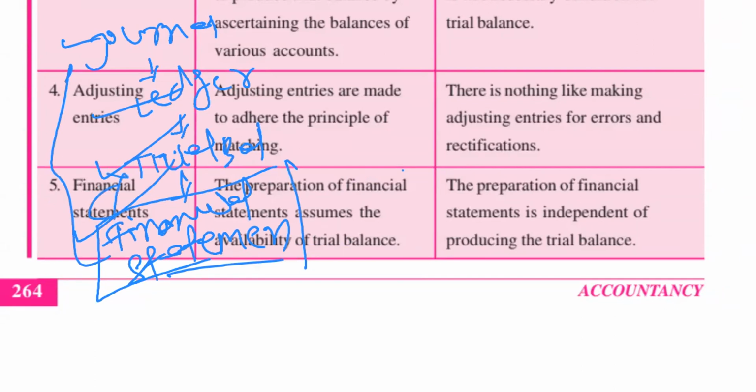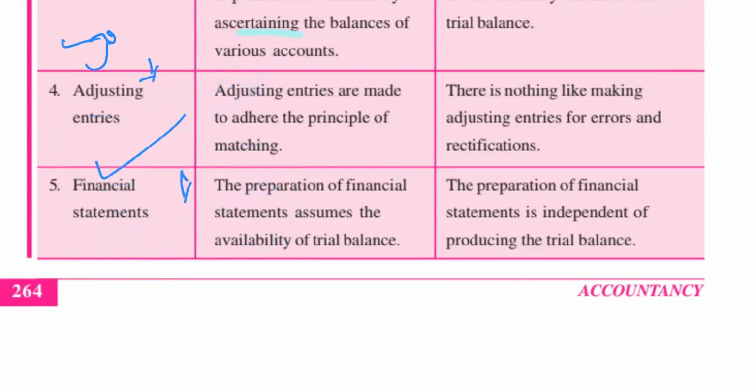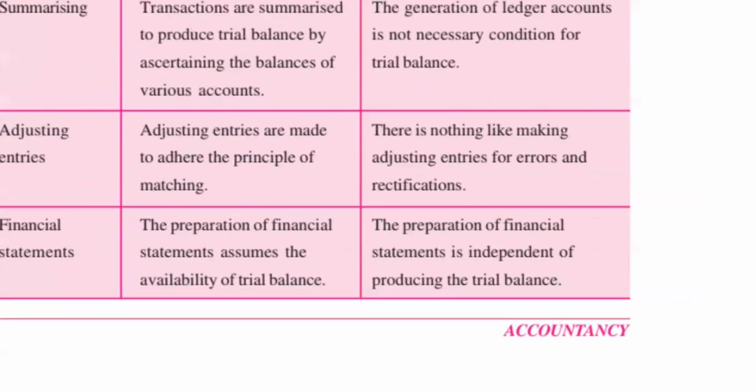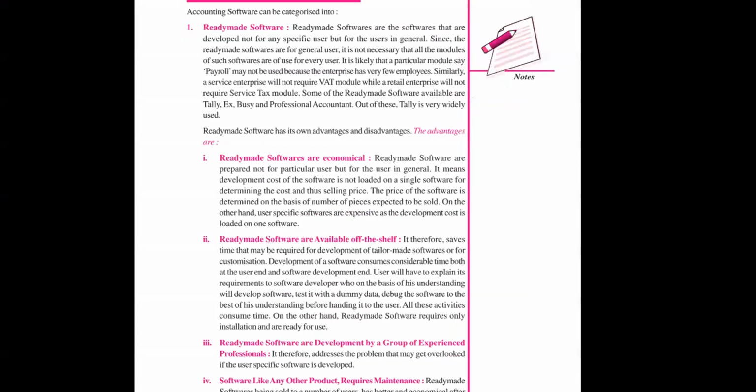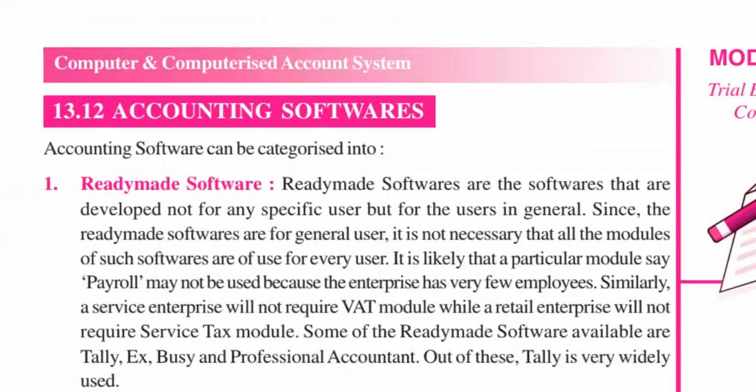But under the computerized system, the preparation of financial statements is independent. Okay, it means a trial balance may or may not be prepared. But the computer system will automatically prepare your financial statements. Even without preparing your trial balance, your financial statements can be prepared under the computerized accounting system. Got it clearly? Yes. These are the differences between the manual accounting system and the computerized accounting system.